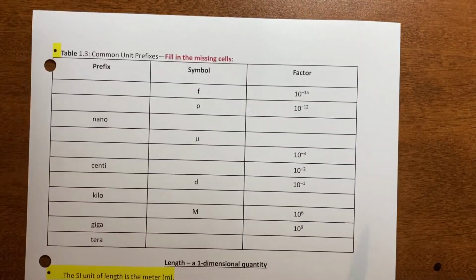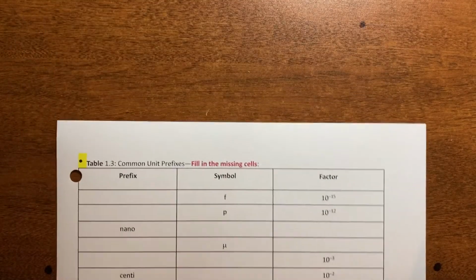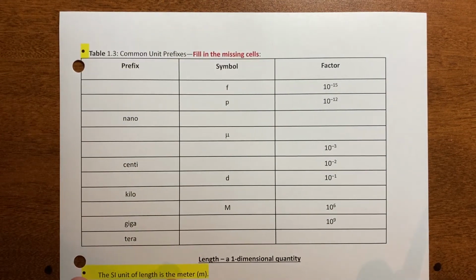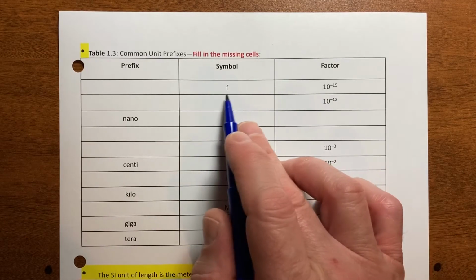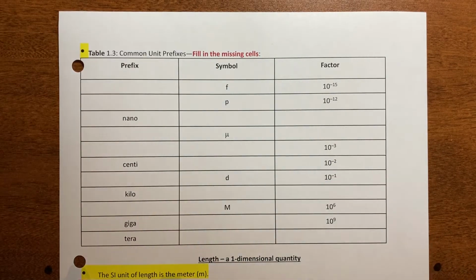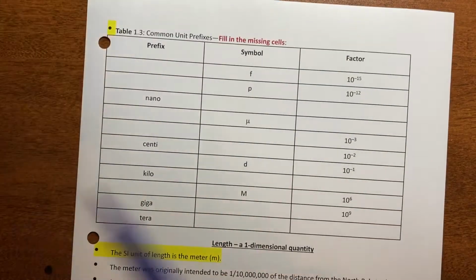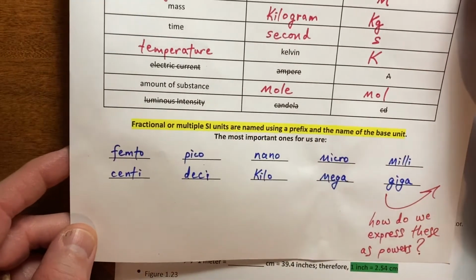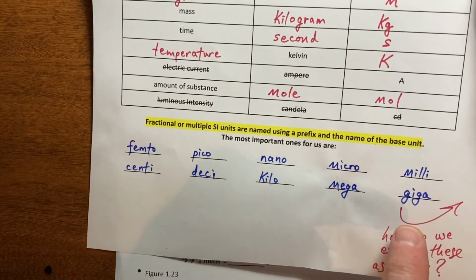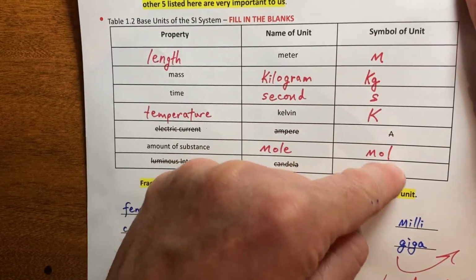So how do we do this? Let's look at this chart. This is table 1.3, partially filled in. Let's fill in the missing cells together. So again, what does femto mean? Well, these metric prefixes that I just mentioned, the common ones, have abbreviations. We don't want to always have to write out those words. We want an abbreviation of these prefixes to put on the abbreviation of a unit.